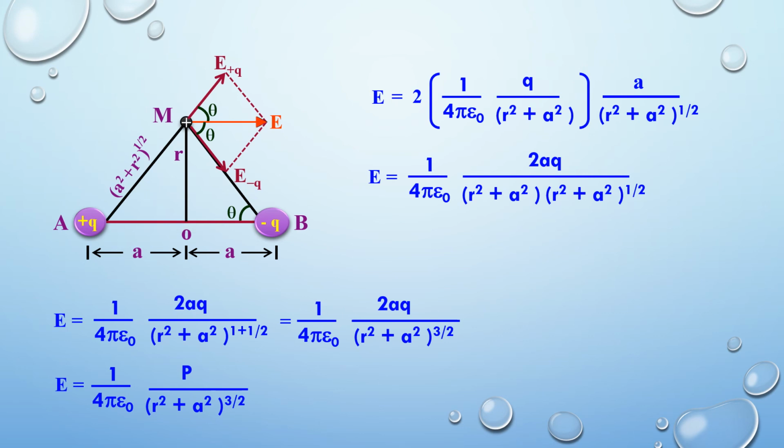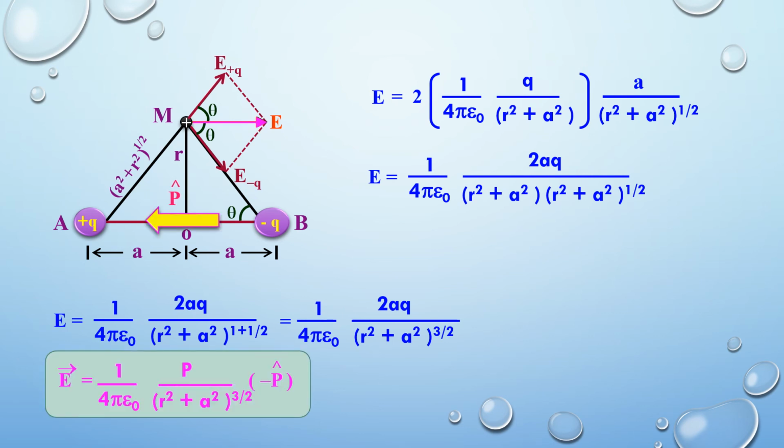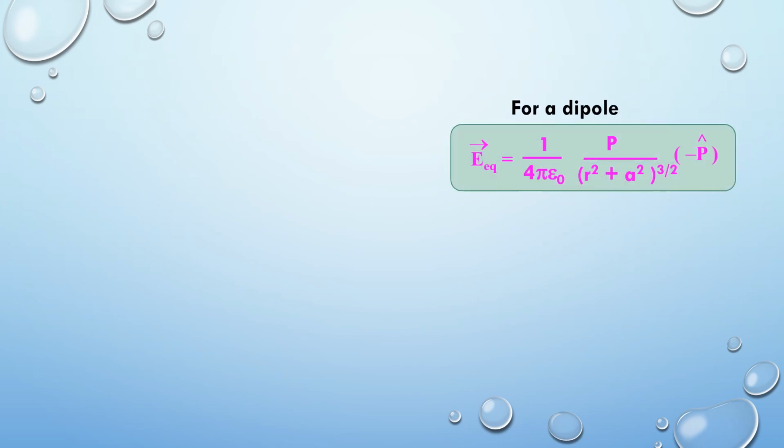The resultant electric field and the dipole moment are opposite in direction. Hence, I have to use a negative unit vector showing that the direction of the resultant electric field is opposite to the dipole moment. Hence, E is equal to 1 upon 4 pi epsilon naught P upon r squared plus a squared raised to 3 by 2 into minus vector P. For a dipole along the equatorial line, we have 1 upon 4 pi epsilon naught P upon r squared plus a squared raised to 3 by 2 into minus vector P.